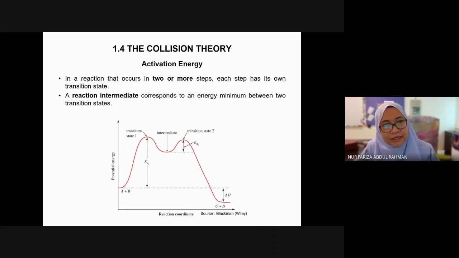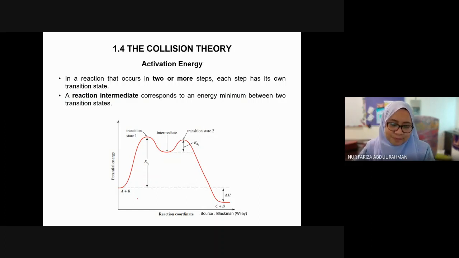In a reaction that occurs in 2 or more steps, each step has its own transition state. The reaction intermediate corresponds to an energy minimum between transition states. See, nampak ada camel pula kat sini, ada unta pula kat sini. Selalunya, commonly kita punya energy profile diagram ada satu je bonggol. Tapi ni ada 2. Jangan terkejut, ada 2. Boleh ada 3, 4, 5 dan seterusnya.